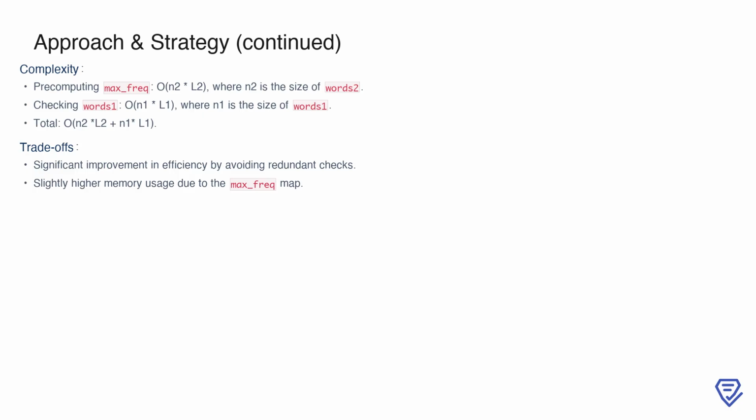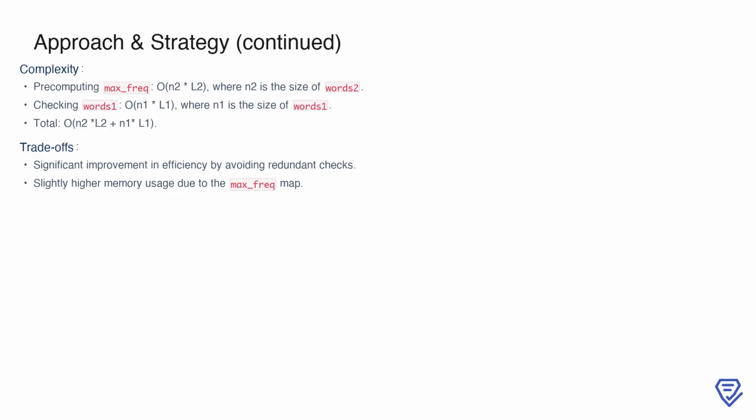The optimized approach offers a significant improvement in efficiency. Pre-computing the max_frequency map requires iterating over all strings in words 2, which takes time proportional to the product of the number of strings and their average length. Checking each string in words 1 against max_frequency involves a similar process, taking time proportional to the product of the number of strings in words 1 and their average length. When we combine both steps, the overall time complexity becomes linear relative to the total input size, specifically O(n2 times L2 plus n1 times L1). This is a substantial improvement over the brute force approach, especially for larger inputs.